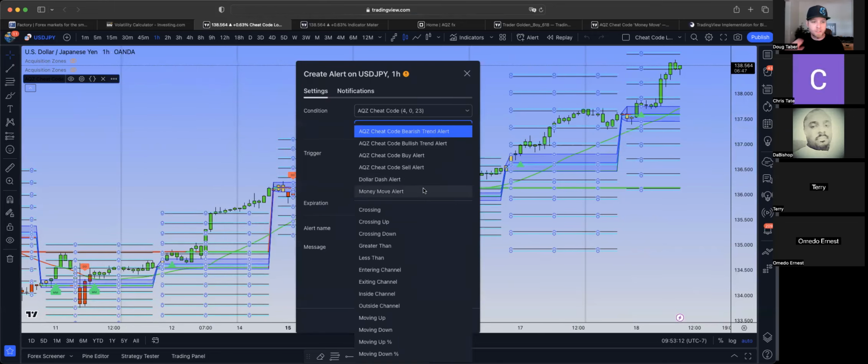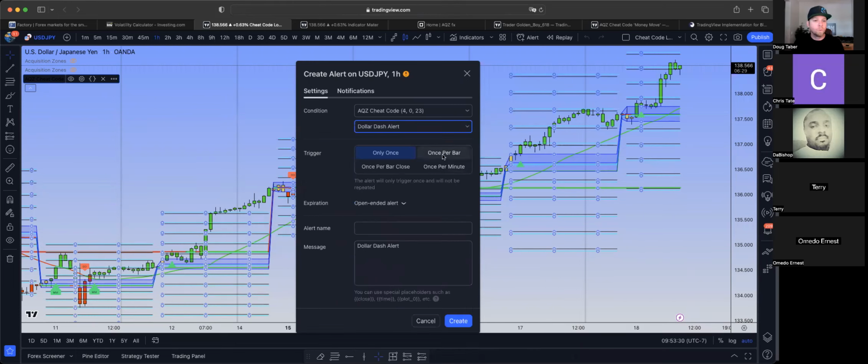And we have options here. So let me review the options for you. Dollar Dash, based on previous data, is the highest win rate alert. Okay, so you want Dollar Dash alert once per bar. And I have a premium TradingView account, so I have the option for open-ended alerts.